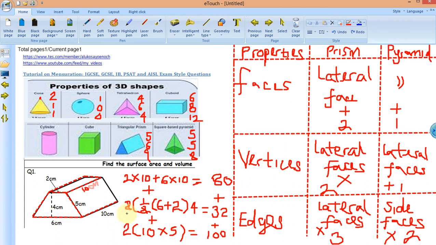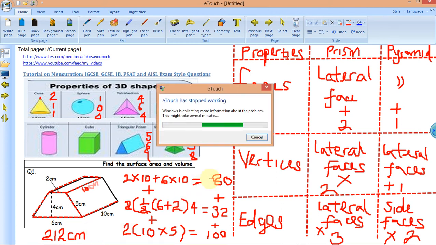Therefore, for this question, the total surface area for the prism is 212. This prism is a special type of prism, also known as a frustum. And since this is area, it's going to be centimeter square. Centimeter square.